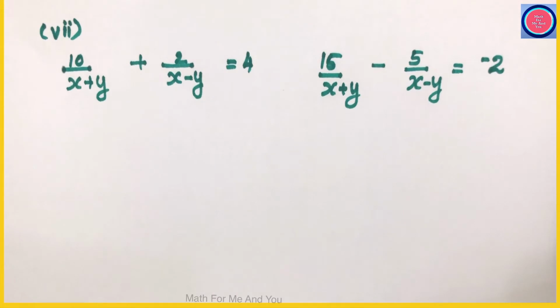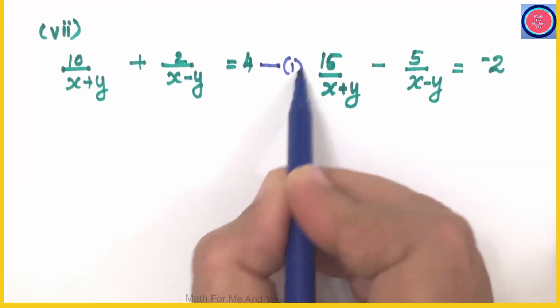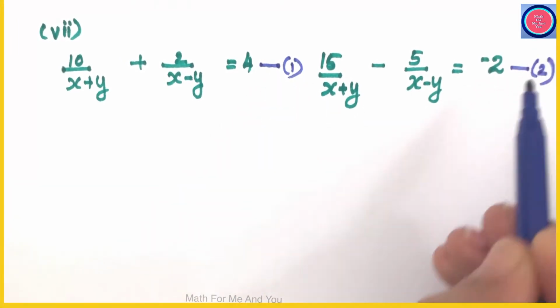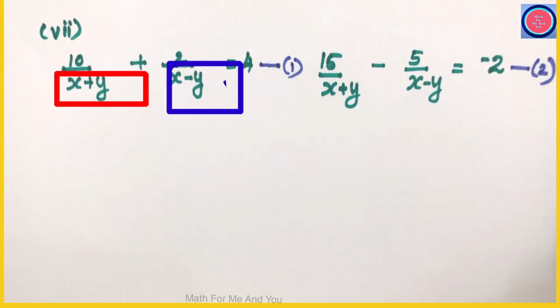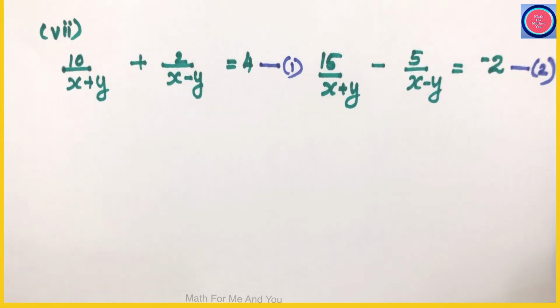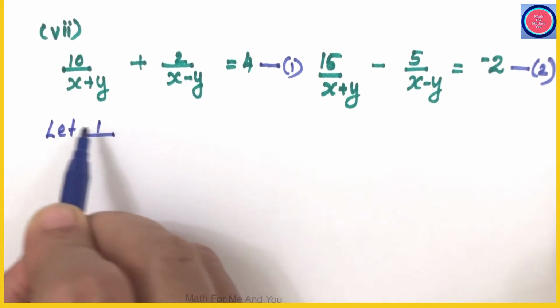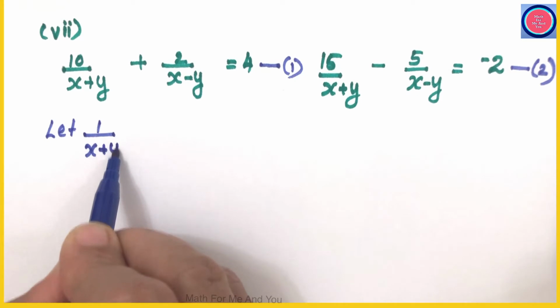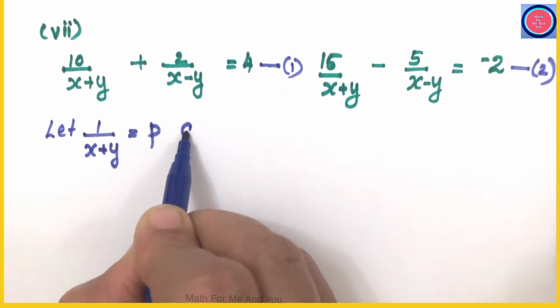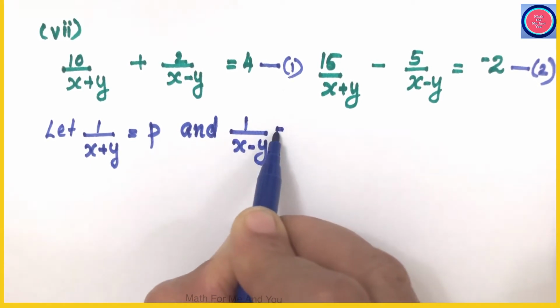Look at question number 7. 10 over x plus y plus 2 over x minus y equals 4, and 15 over x plus y minus 5 over x minus y equals minus 2. The first equation we could mark as equation number 1 and the second one as equation number 2. See the denominators, they are x plus y and x minus y in both equations. So we can take x plus y and change it with a variable, and x minus y we can write with another variable. 1 over x plus y we let be equal to p, and 1 over x minus y we take as the variable q.